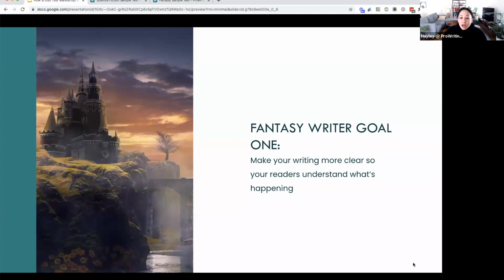Okay, so let's talk about our first goal. Our first goal is to make your writing more clear so your readers understand what's happening. Like I just said, if we are not setting our sentences up in an effective way, then all of those amazing ideas we had are going to be for nothing. Our readers need to understand what's happening and need to be able to engage with our writing in order for those ideas to shine.